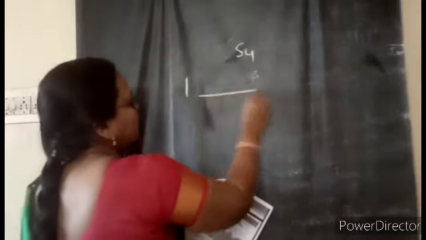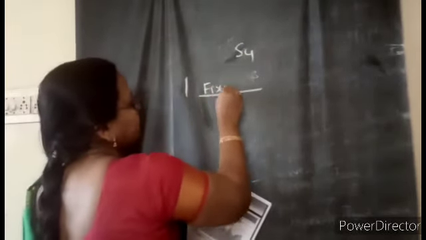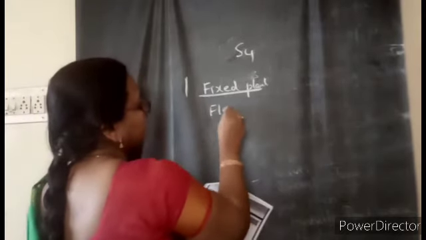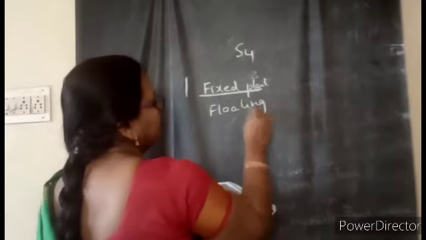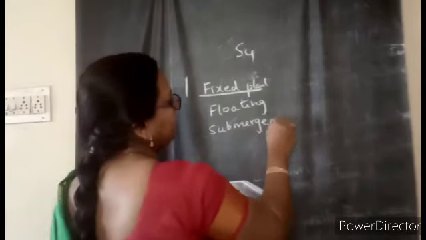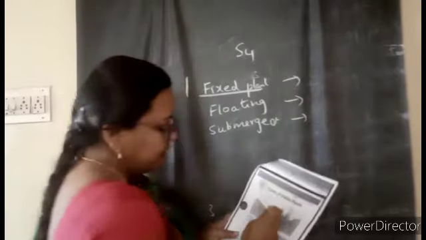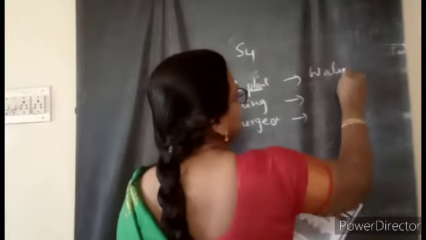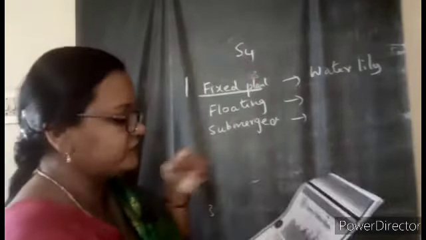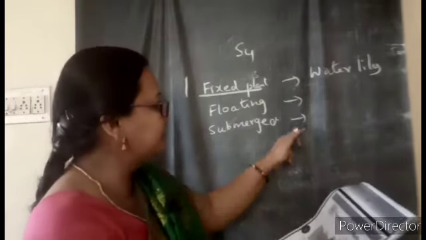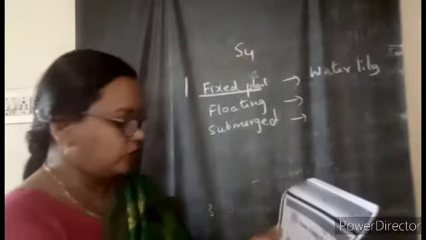For the first one, you write fixed plant. Second, you take it as floating plant. Third one, you write it as submerged. Now, from the picture, you pick and write one. I'll write fixed plant here. See, check whether the root is getting fixed there. Yes, water lily is fixed. And next, which are floating? You see duckweed and water hyacinth are floating. Hydrilla is submerged. So this you can pick and write on your own.